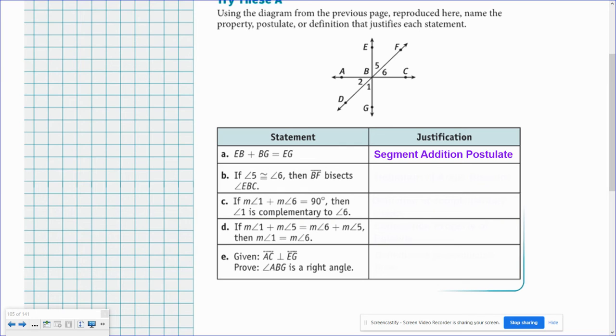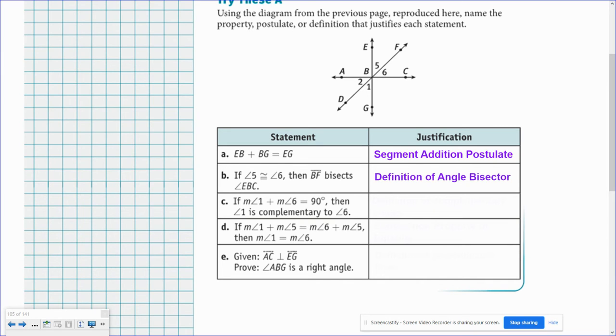If angle 5 is congruent to angle 6, so if those are congruent, then they're saying BF bisects the angle EBC. What lets us make that justification?